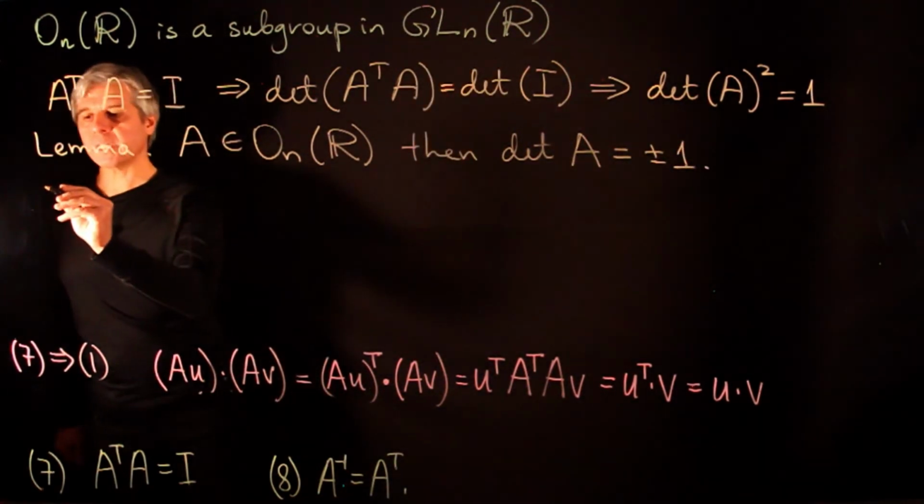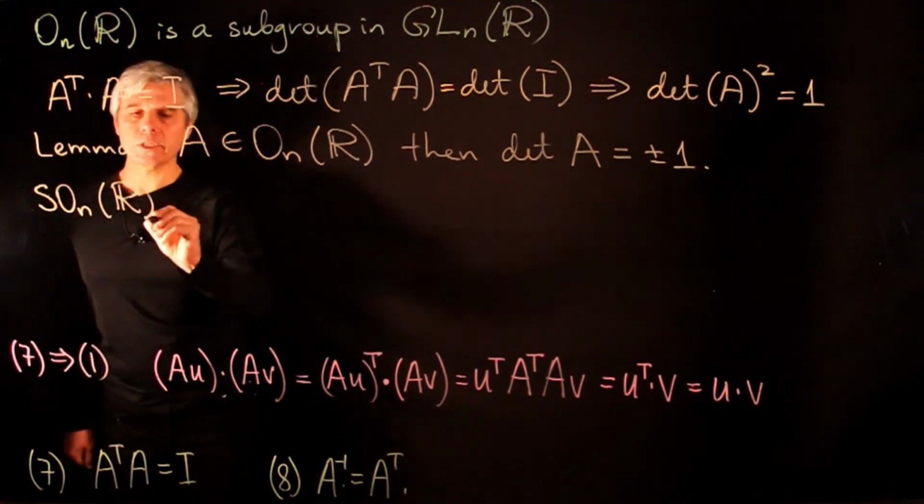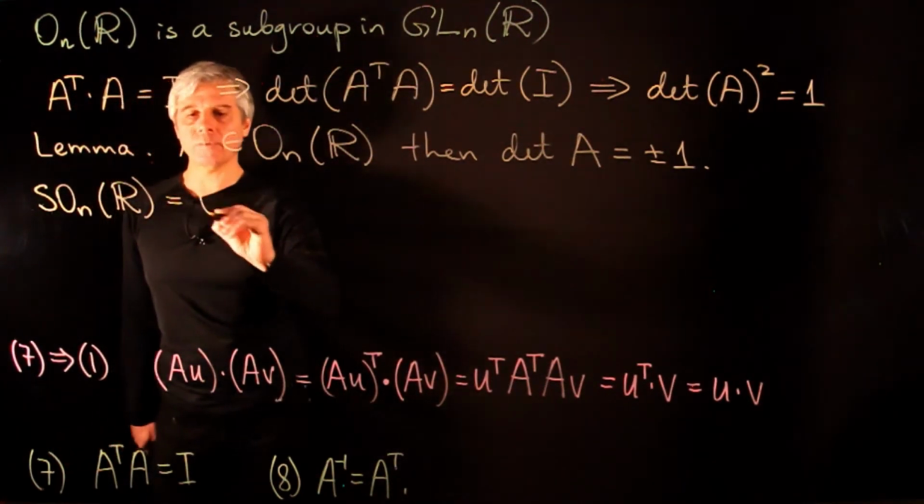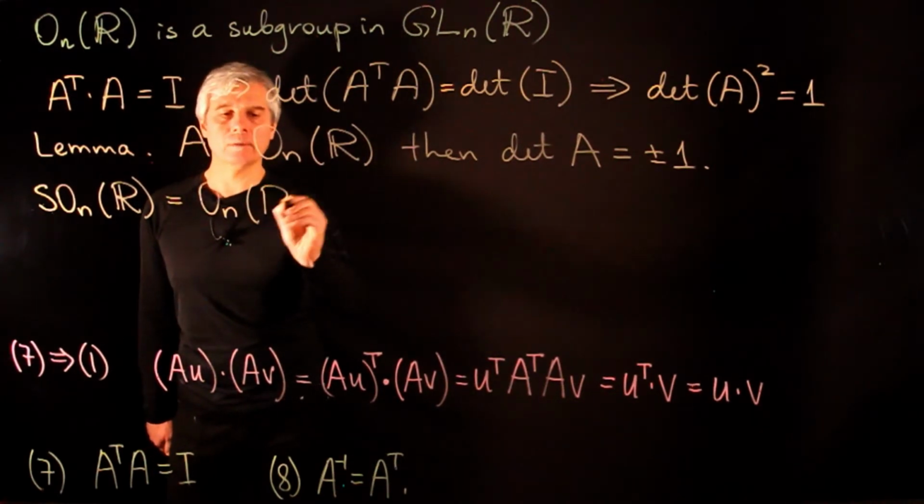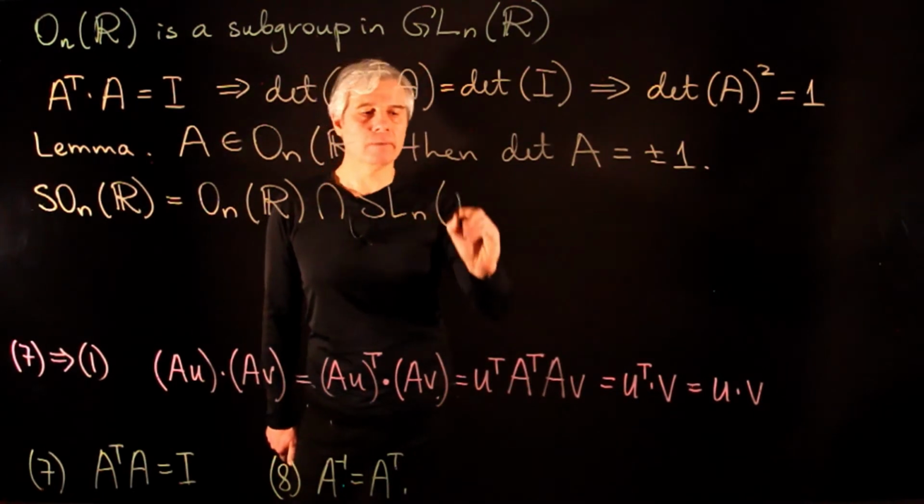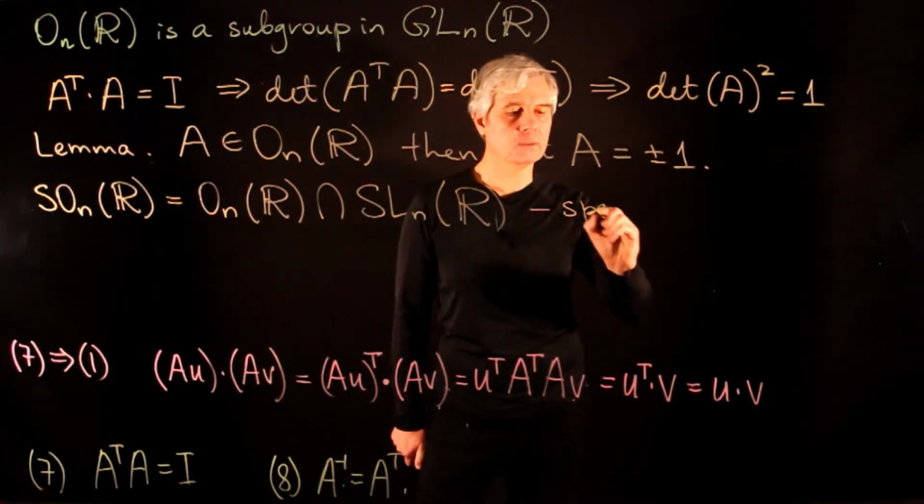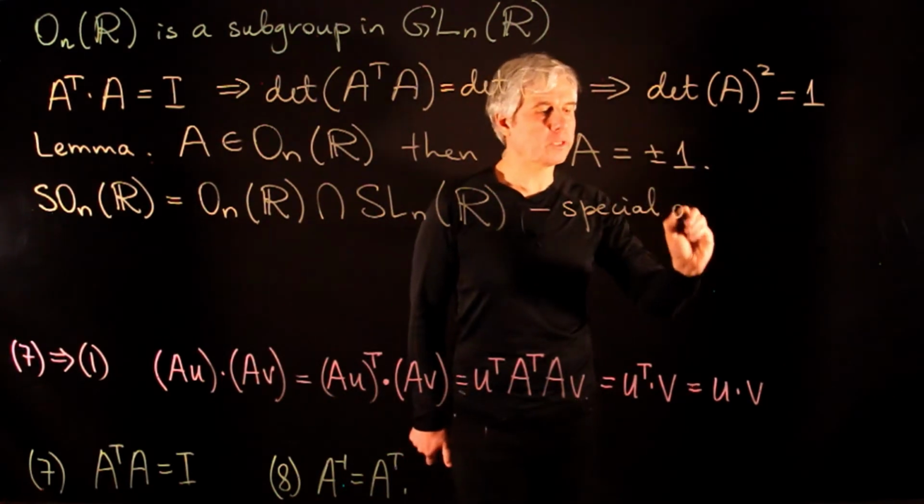This allows us to consider SO_N(R). So this is the intersection of O_N(R) with SL_N(R). And this is called the special orthogonal group.